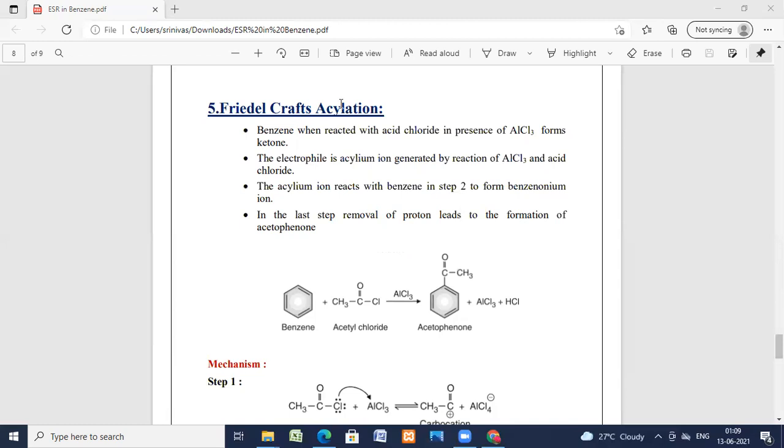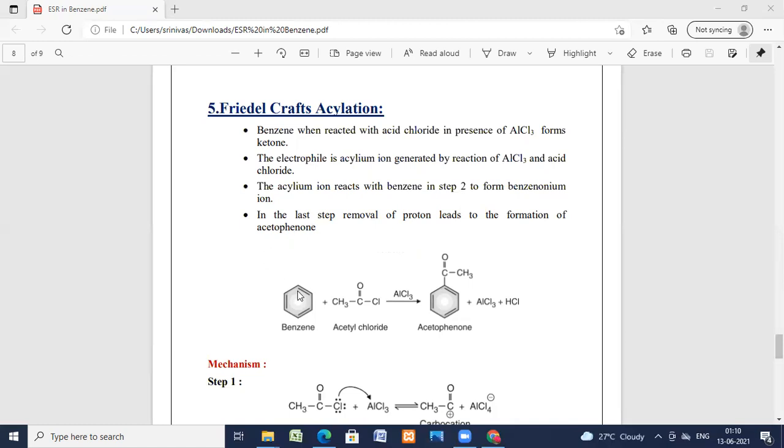Benzene, when reacted with acid chloride in presence of AlCl3, forms the ketone. The electrophile is the acylium ion and it's generated by the reaction of AlCl3 and acid chloride. Now, the acylium ion reacts with benzene in step 2 to form the benzonium ion. And in the last step, it is the same removal of proton. It leads to the formation of acetophenone. Okay, acyl benzene is formed.